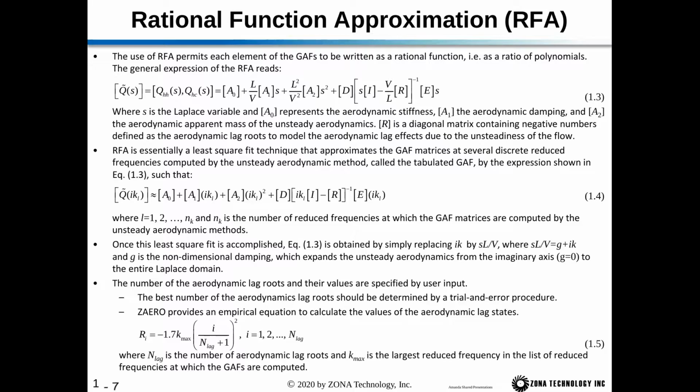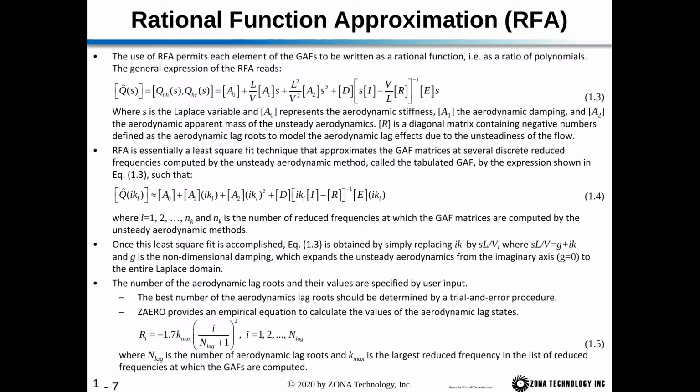The RFA is essentially a least square fit technique that approximates the GAF matrices at several discrete reduced frequencies computed by the unsteady aerodynamic method, called the tabulated GAFs, by the expression shown in equation 1.3, such that our Q tilde of IK is approximately the right-hand side when you substitute IK in for S. And then our L here is 1 through NK, where NK is the number of reduced frequencies at which the GAF matrices are computed by the unsteady aerodynamic methods.